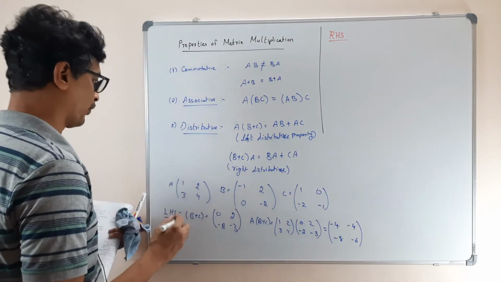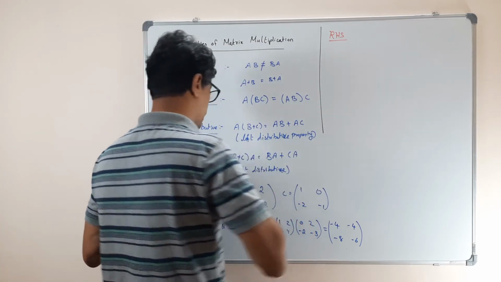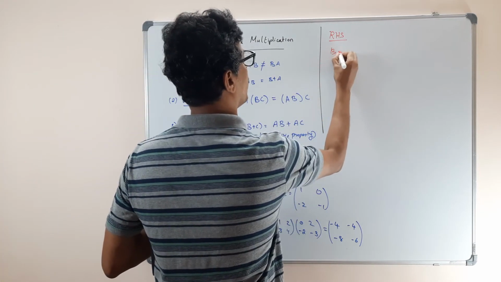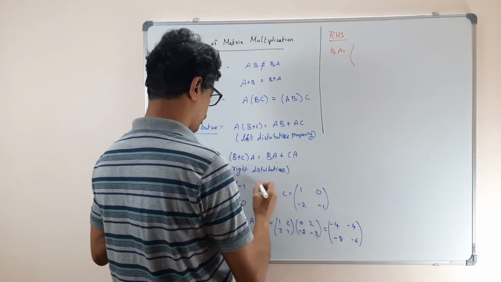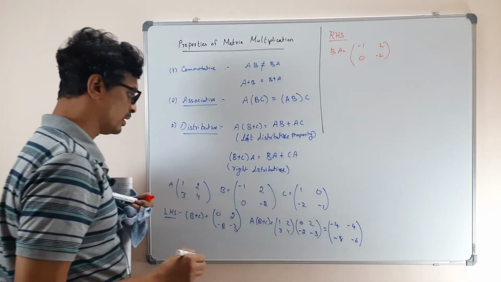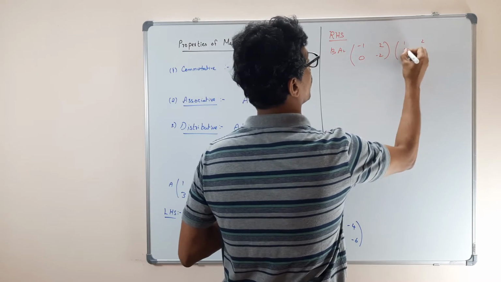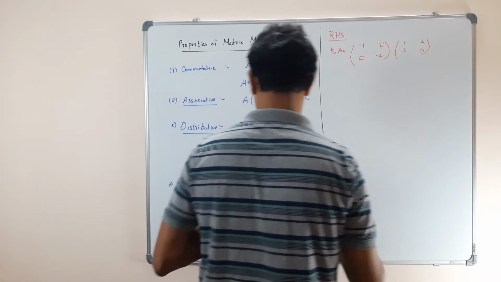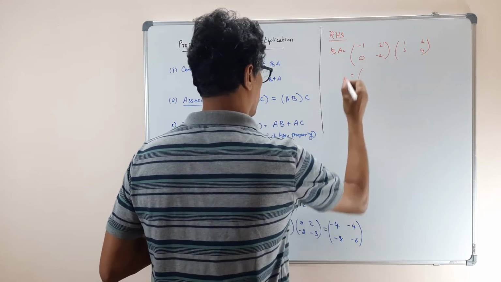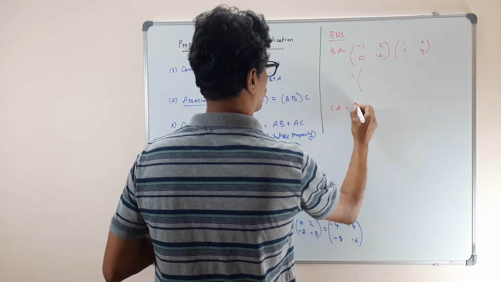So let us do the RHS. What is RHS? Let us try for BA. We will try B into A. Tell me what is B into A? B is minus 1, 2, 0, minus 2. Correct? And A will be 1, 2, 3, 4. Tell me what this will be? First will be minus 1. Minus 1 plus 6, that will be minus 5. Tell me, write it in the notebook and tell me.